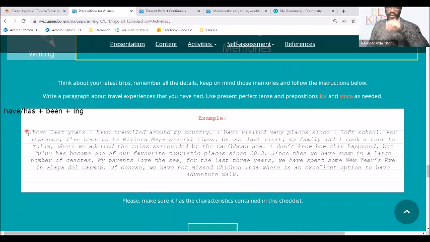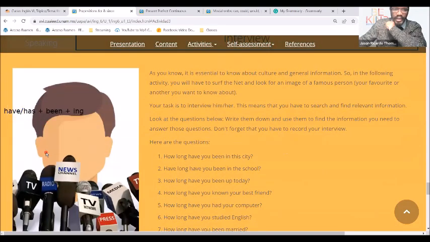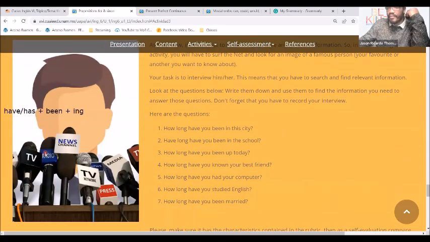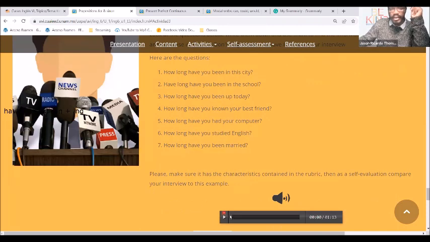All right. So your paragraph doesn't have to be long, but it needs to capture experiences and use since and for. And in the speaking section, I want you to think of your favorite celebrity, I don't know, Bad Bunny or Shakira, and interview them. So you're going to do some research about them. These are the questions you need to research. Write down the answers. Then you or you and a partner can record that interview. The interview should sound something like this.